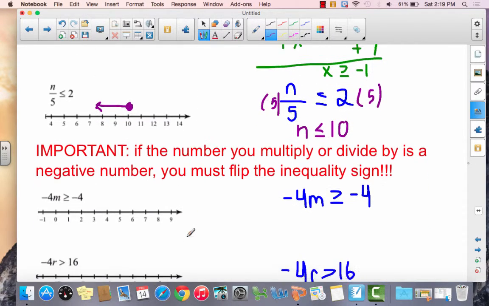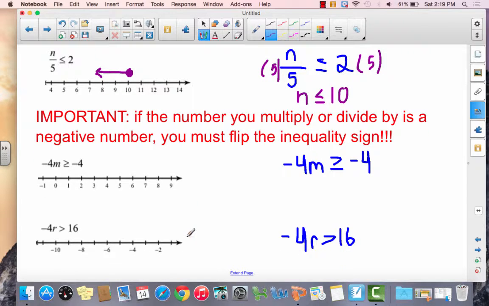Here's where inequalities can be a little bit tricky. You have to be very, very careful. When you are solving an equation that requires multiplication and division, if the number that you multiply or you divide by is negative, when you write your answer, the inequality sign flips to face the other direction. So I start off like I would any other problem. Negative 4 and m are being multiplied. The inverse is to divide by negative 4.